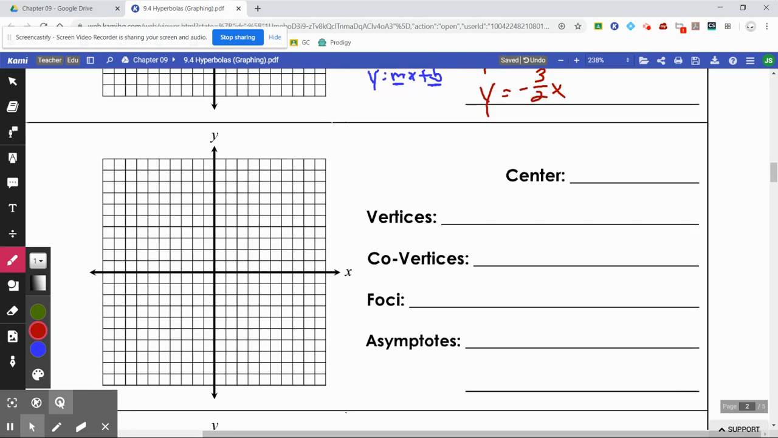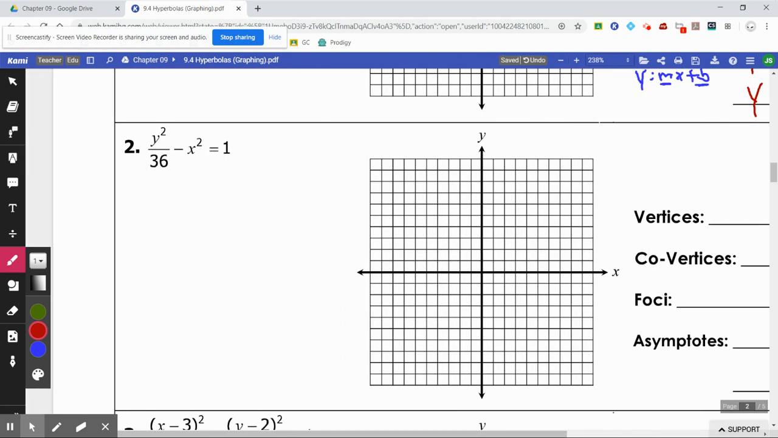Problem number 2. There's no bottom under the x squared, so we put a 1. So therefore, our a squared value is always listed first as 36. Our b squared value is always listed second as 1.